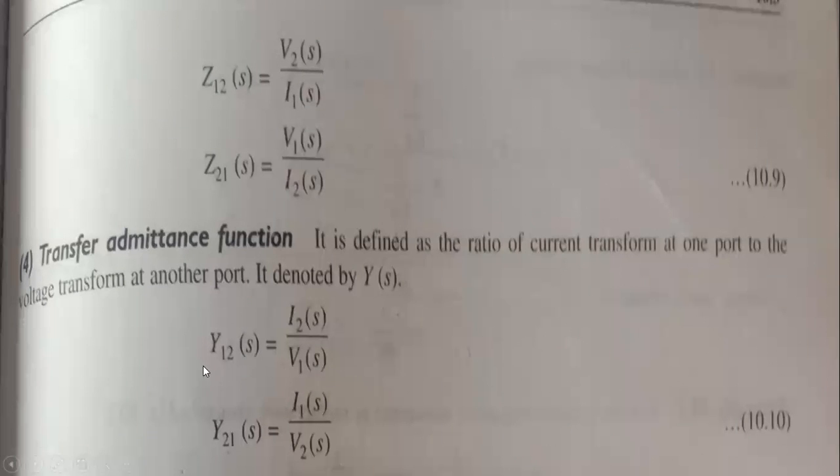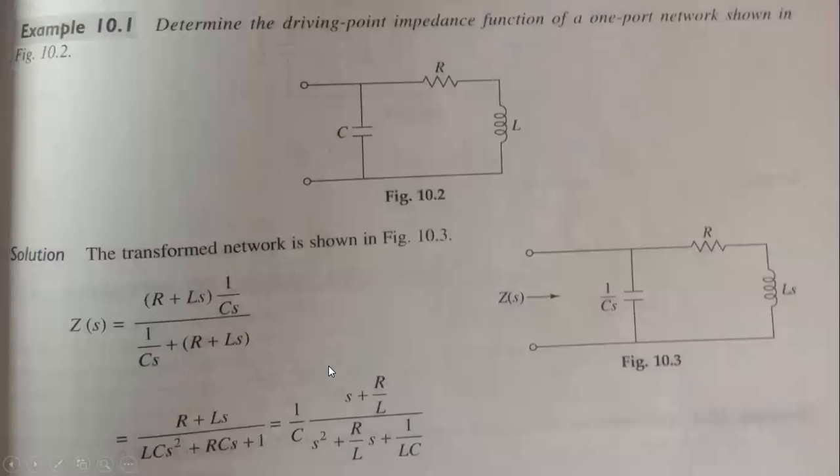Similarly, that is Y12 and Y21, it is I divided by V. In this way you can get I divided by V, and the notation will again be 1 and 2. If you compare with this Z21, the 1 and 2 will be as it is, but instead of voltage here is the current, and instead of current here is the voltage.